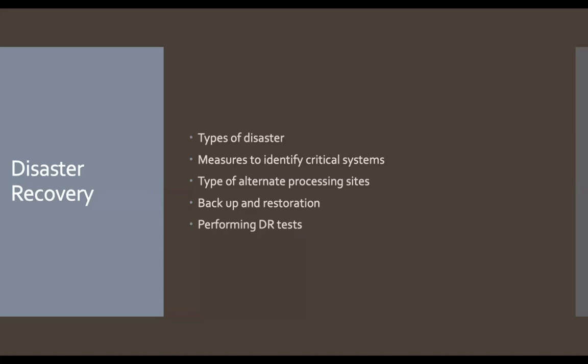Then we also need to think about what are the different types of alternate processing sites. So what's a hot site? What's a cold site? What's a warm site? This is a very crucial topic for your CISSP. On what occasions can you use a cold site? On what occasions can you use a hot site, right? Or probably why would you need a mobile site? What exactly is the benefit of having a redundant site, right?